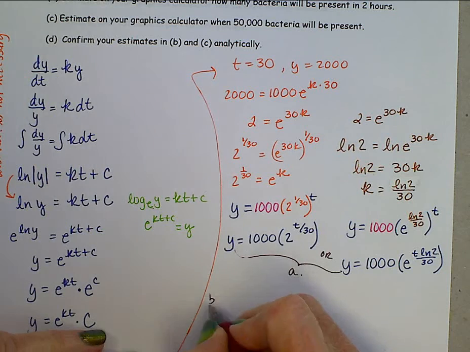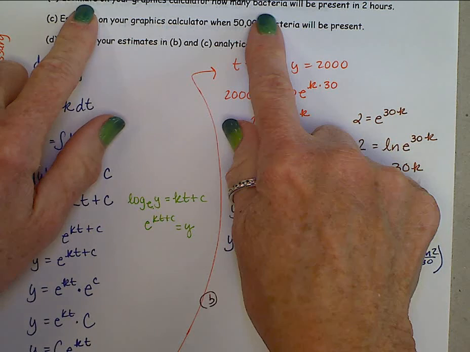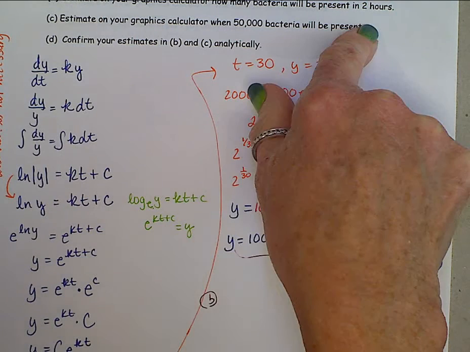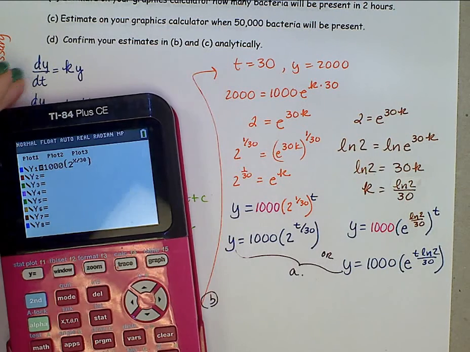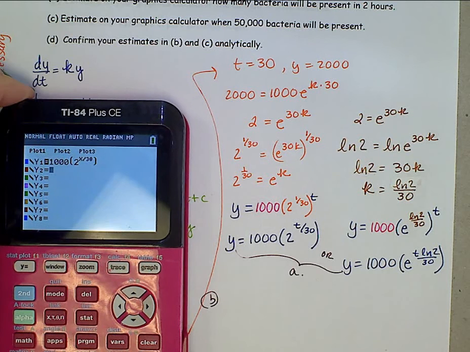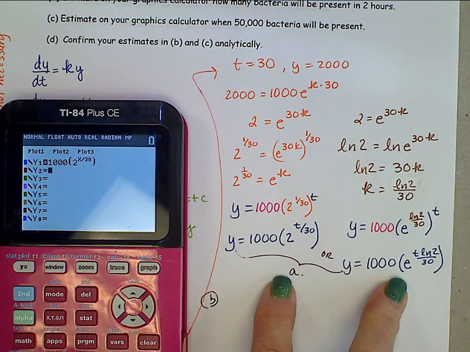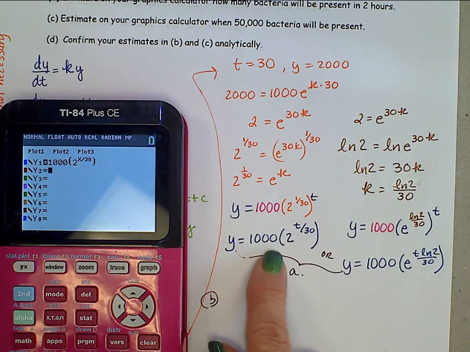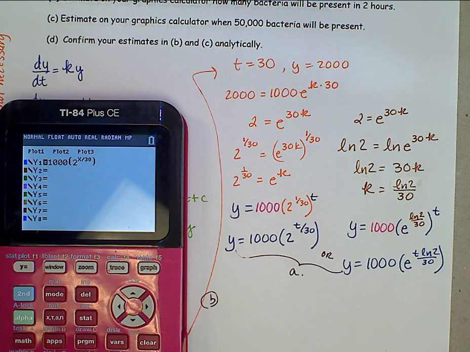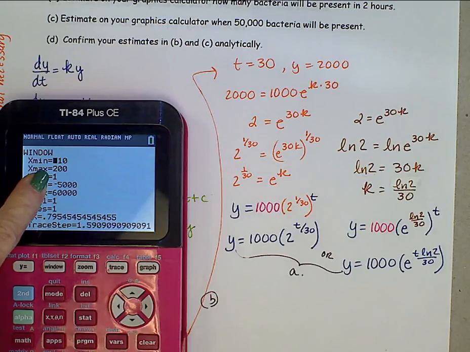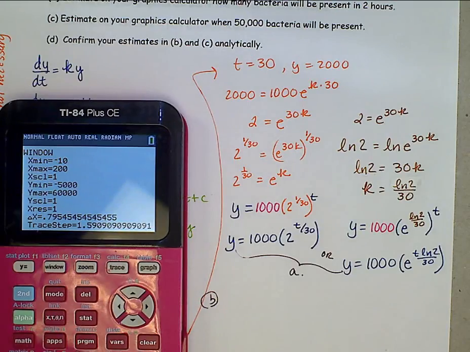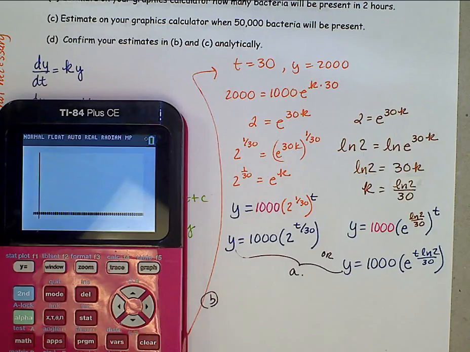Part B. Estimate on your graphics calculator how many bacteria will be present in 2 hours. So, go to your calculator, put in one of these equations. I chose this first one because it's easier to type in. My window is set up. X is -10 to 200. Y is -5,000 to 60,000. If I'm going too fast, pause the video so you can get this typed in. Graph right here.